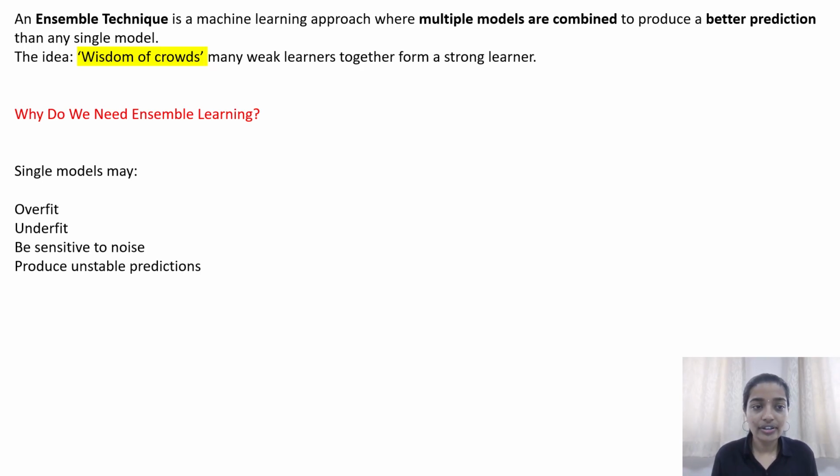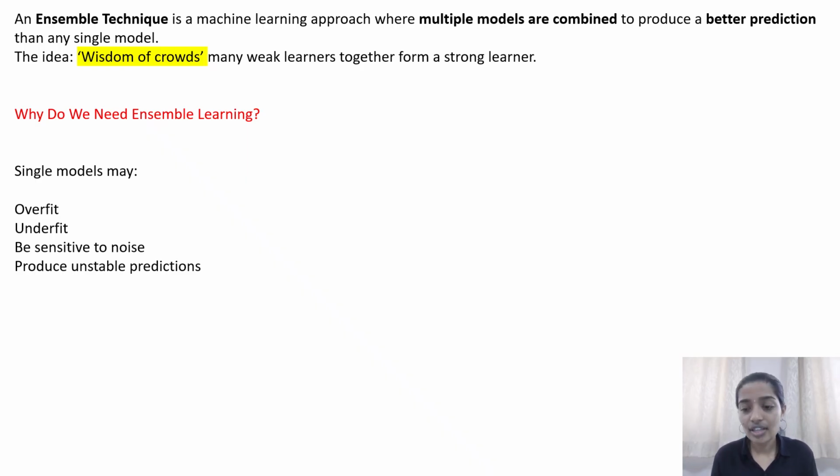So that is the reason. When multiple weak learners come together, they can form a strong learner. This is the idea behind ensemble techniques. Ensemble techniques is basically when we combine multiple models to train something so that we could improve the predictions.